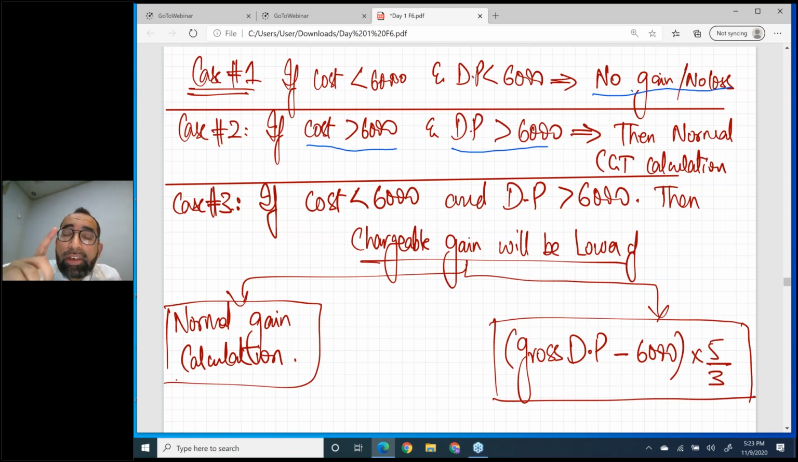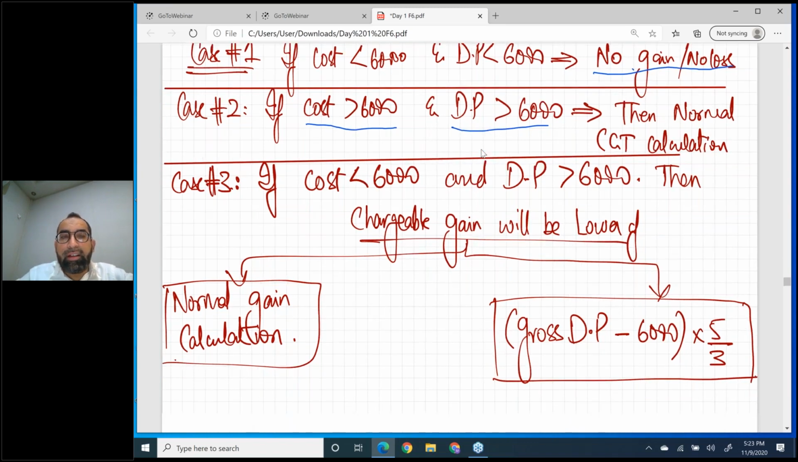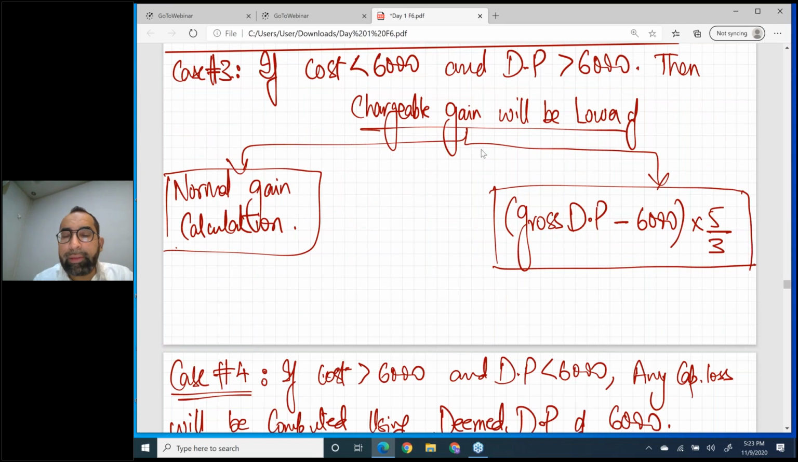Now, case 3 is different and you have to learn a few things in it. If cost is less than 6,000 and DP is greater than 6,000, then the chargeable gain will be the lower of two amounts. See, first do normal gain working, and then second apply this formula: gross DP less 6,000 multiplied by a fixed fraction of 5/3.